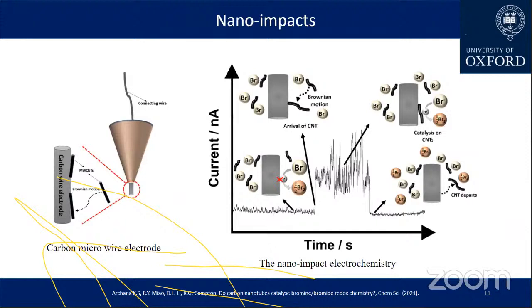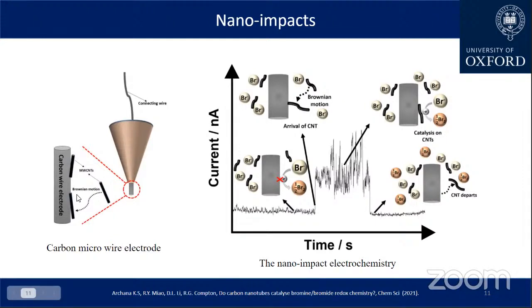Now that we know how an ensemble of carbon nanotubes would respond to the bromine-bromide reaction, we need to study how one carbon nanotube reacts to that particular reaction. That is where the nano impact studies come into play. So we have a connecting wire, and then we have our homemade carbon wire microelectrode of 7-micron diameter. Here we have the carbon nanotubes dispersed in the bromine-bromide solution, and by Brownian motion, these carbon nanotube colloids stochastically collide with the carbon wire electrode, and thus we observe the current transient.